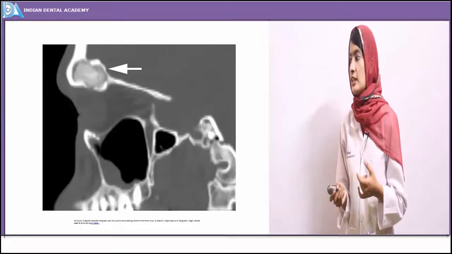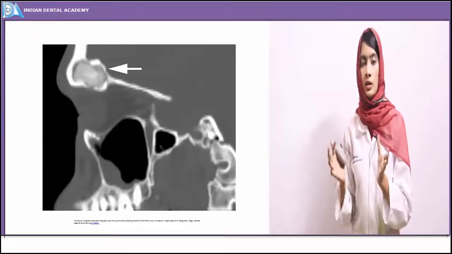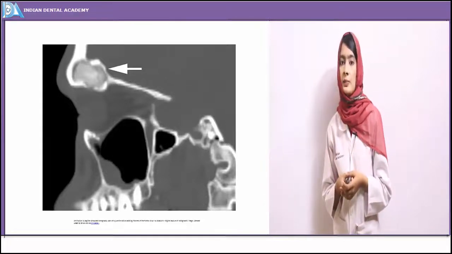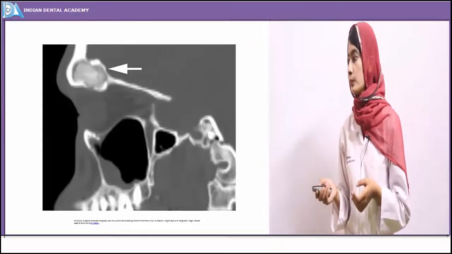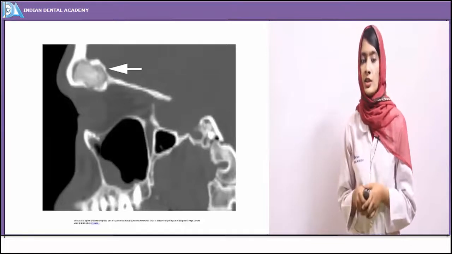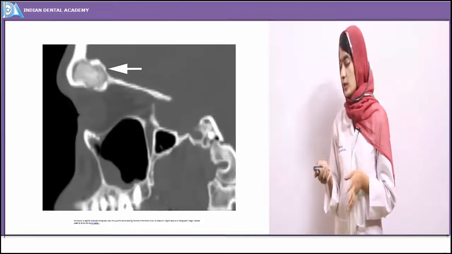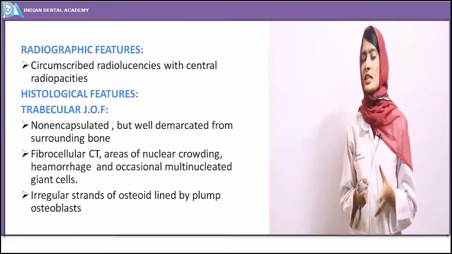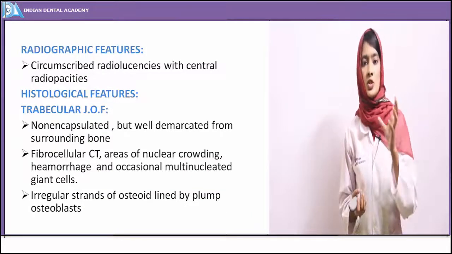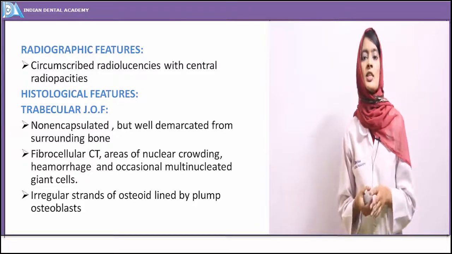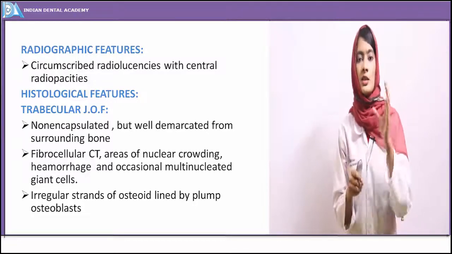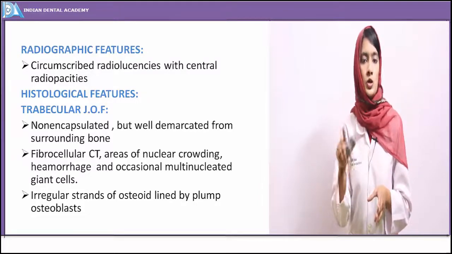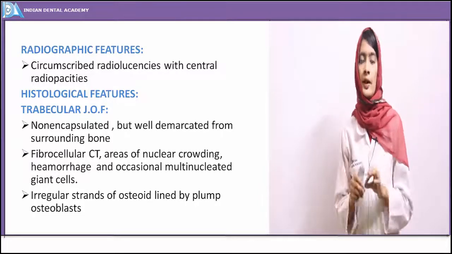Here the CT image shows you the fibro-osseous lesion in the orbital bone. The arrow points to the region of the fibro-osseous lesion. Radiographically they show central radiolucencies with a peripheral radiopacity. That is, the lesion is essentially radiolucent in nature, but it shows a peripheral radiopaque rim.